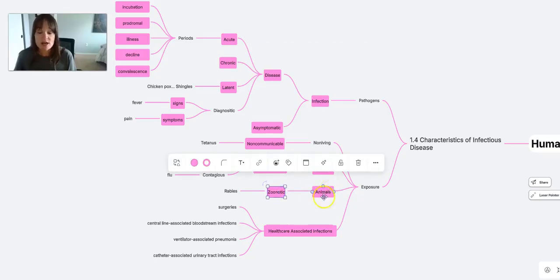All right, and then down here we put in our last, zoonotic. So when someone is exposed to a pathogen by animals, we will call that zoonotic, and an example of that we're all familiar with is rabies.